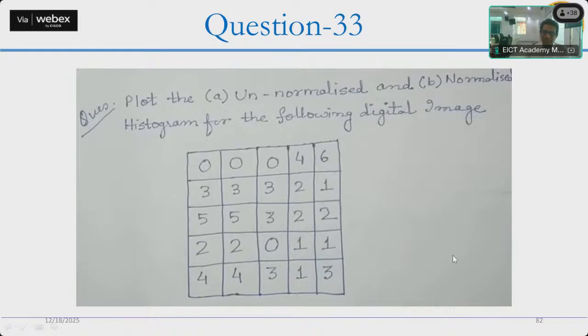Any ideas? What will be the histogram for this image? What you have to do is plot the unnormalized and normalized histogram for the following digital image.